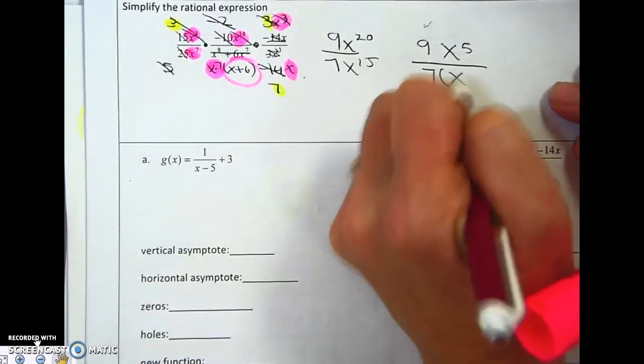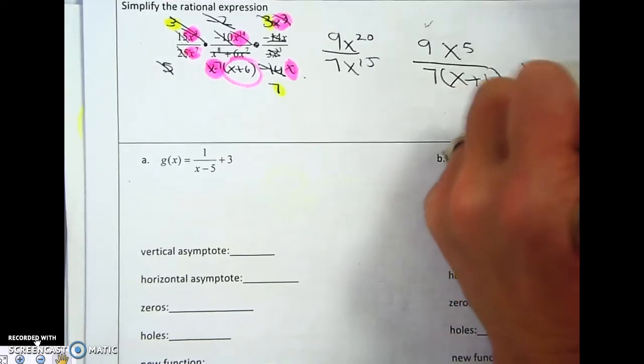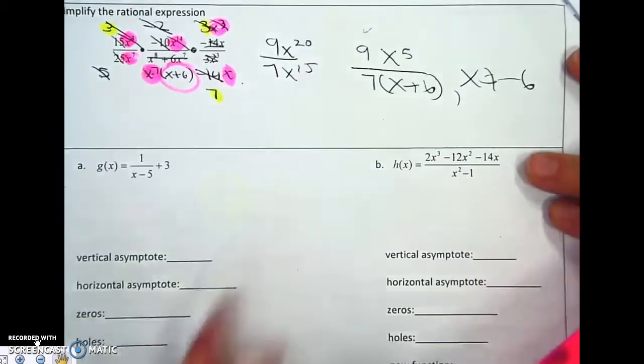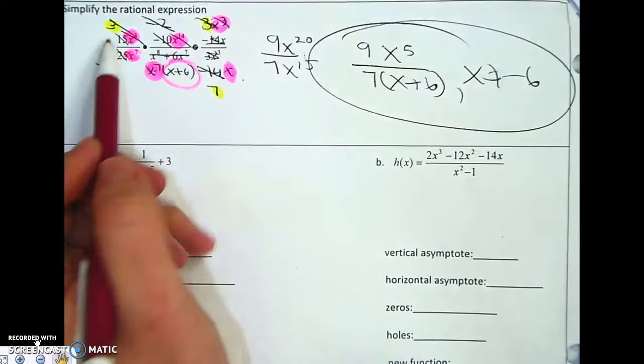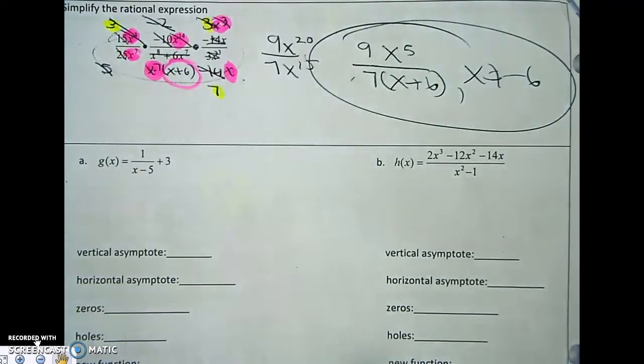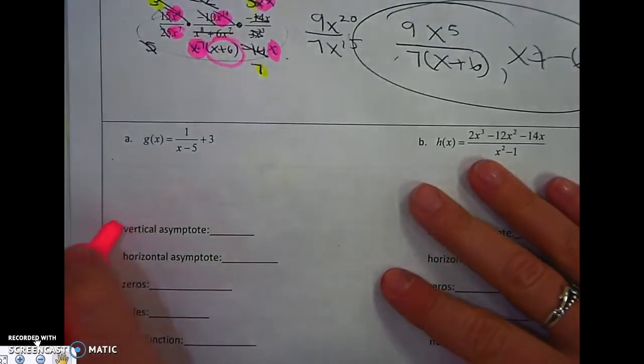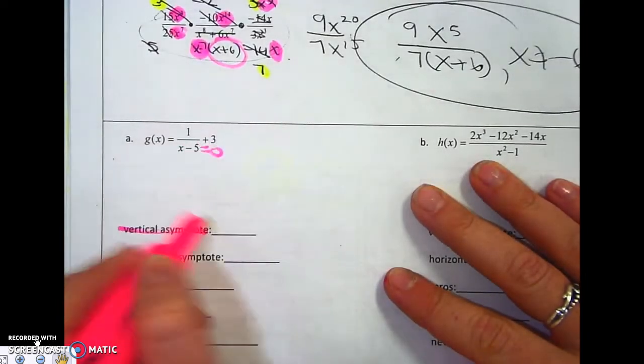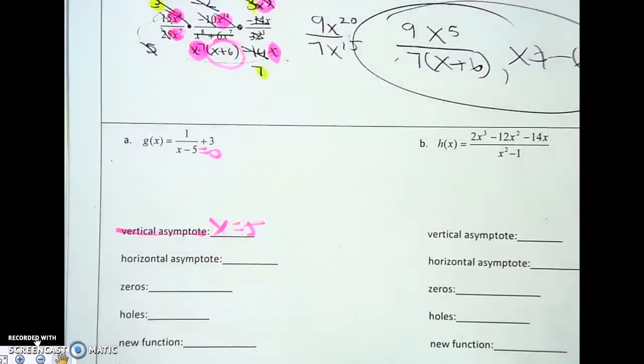9/7, and then my x plus 6 is on the bottom. State your restrictions. X cannot equal. Okay? Remember to check it. You could take this entire question, set it equal to the answer. All right, vertical asymptote. The vertical asymptote, set the denominator equal to 0, x equals 5.